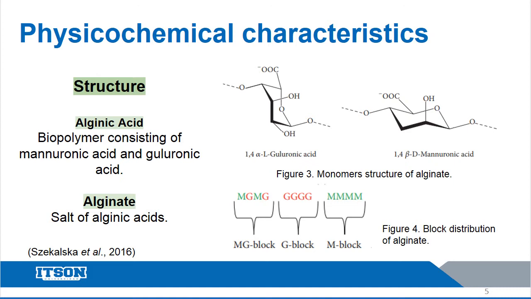Alginic acid can have different distributions of the monomers. As we can see, they can have homopolymeric blocks, being G or M blocks, having only one type of monomer, or it can also be heteropolymeric, having a GM block. And lastly, alginate is the salt of alginic acid, where it has in its carboxylate group an ion such as sodium or calcium.